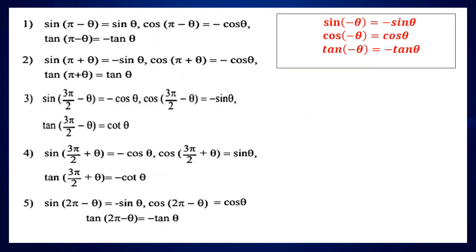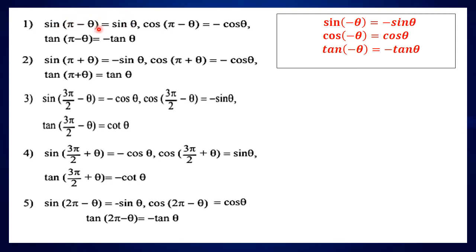New results related to the allied angles are sin pi minus theta is equal to sin theta, cos pi minus theta is equal to minus cos theta, tan pi minus theta is equal to minus tan theta. You can remember it easily by remembering that here pi is an even multiple of pi by 2. Pi means 2 into pi by 2, and 2 is an even number. If it is an even multiple, the same function will come on the right hand side also.